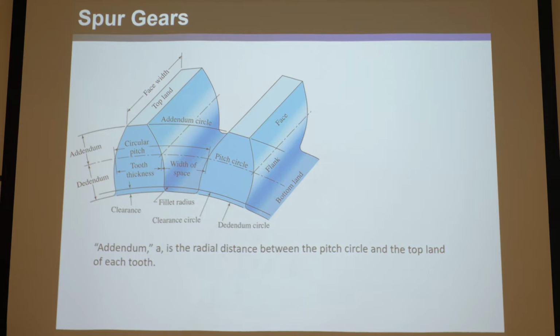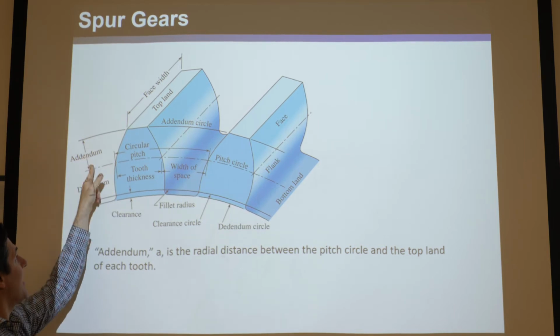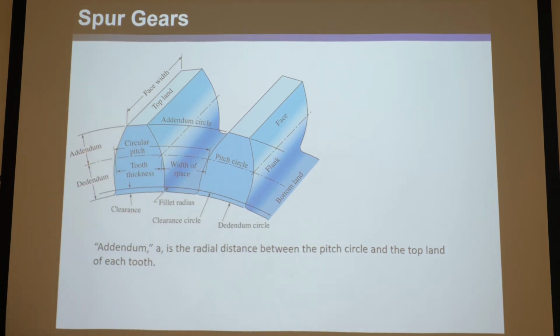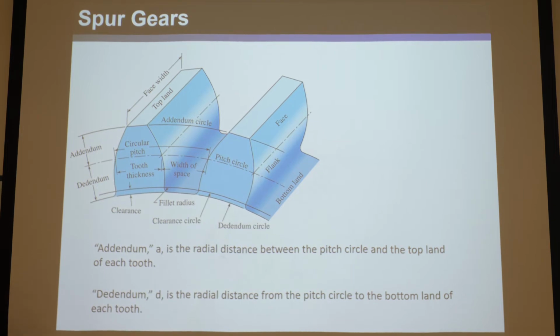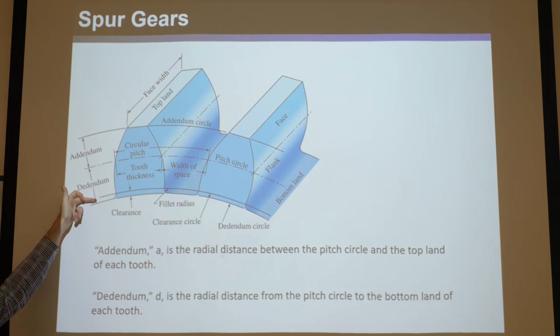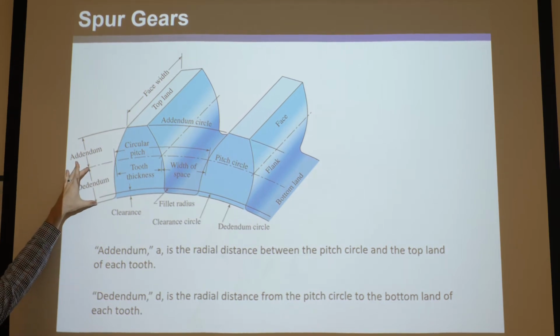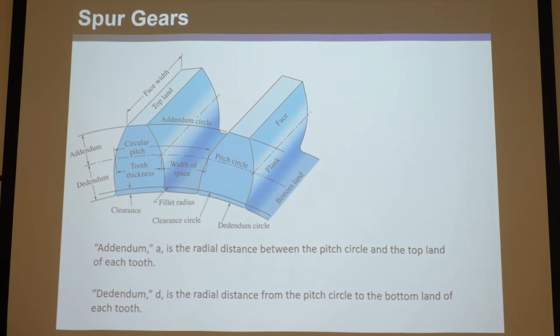Okay. So a couple other definitions. You know what the addendum circle is? Well, the addendum A is the distance between the pitch circle and the addendum circle here. So it's that distance, so that's A. And D is the dedendum, and it's the radial distance from the pitch circle to the bottom of the land of each tooth. So this is the D, or the dedendum. Those are useful to know, and don't get them confused.